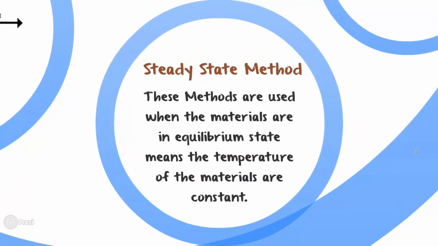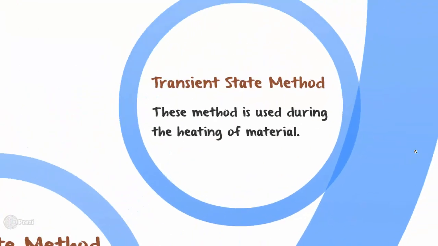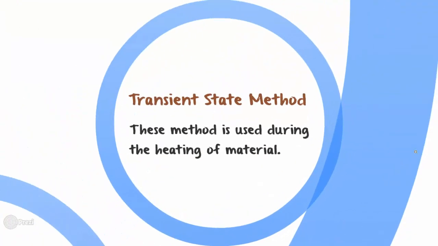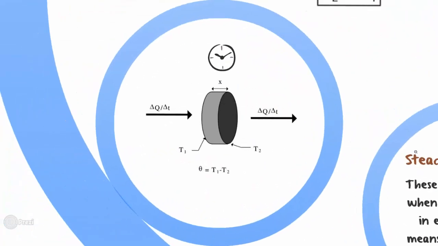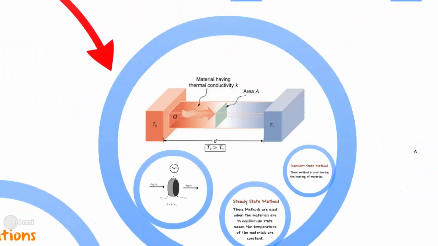The steady-state methods are used when the materials are in an equilibrium state, meaning the temperature of the materials is constant. And the transient state method is used during the heating of material. And here is another figure where you can see a cross-section of a cylindrical bar where the temperature difference is denoted by theta and is calculated by subtracting one temperature from the other, where time is a factor that affects the transfer rate of heat.